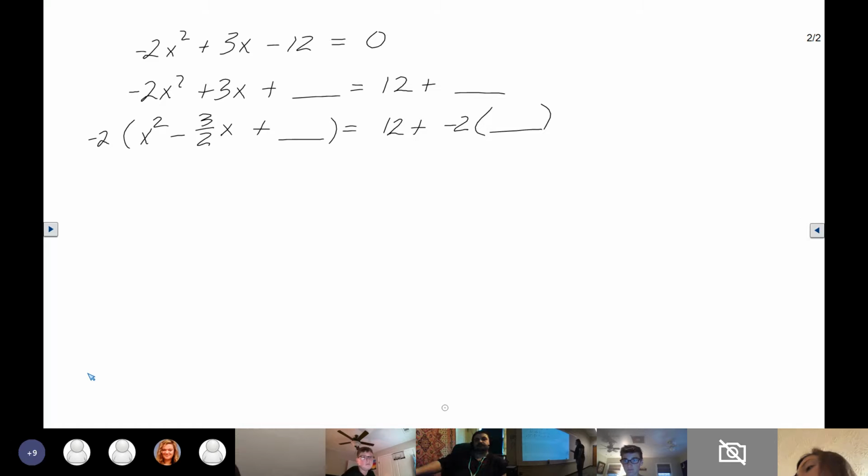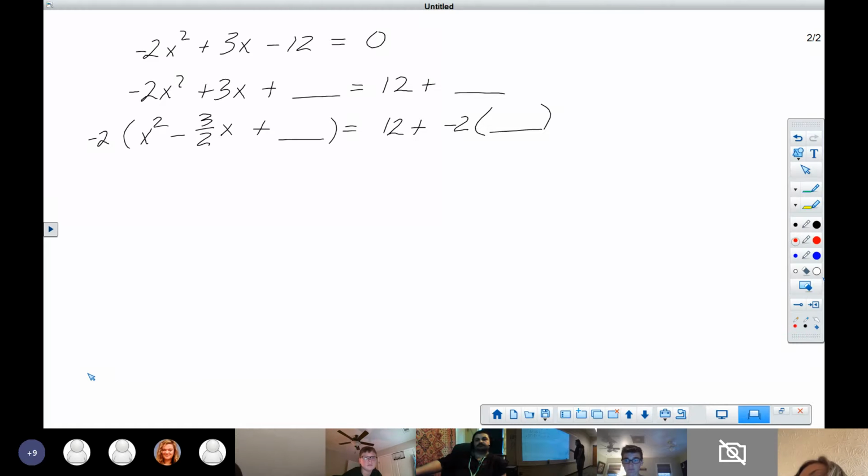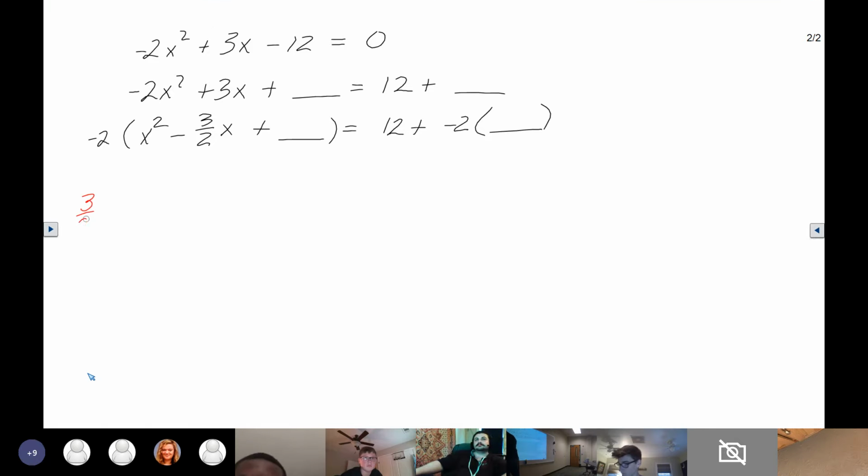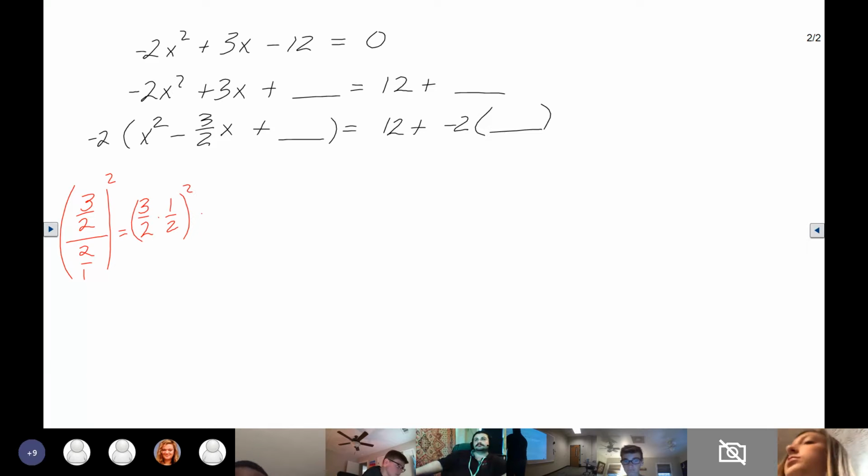Now, I'm going to take my red marker. Now, why do I do the red marker? Well, because I'm trying to show you that you can't do completing the square until you factor out and get a 1 in front of that x squared. So I have to do that. 3 over 2 divided by 2 and squared. 3 over 2 multiplied by 1/2 and squared. 3/4 and squared. 9/16.